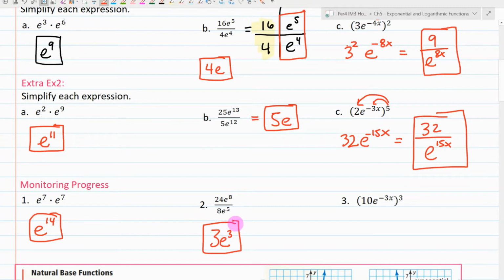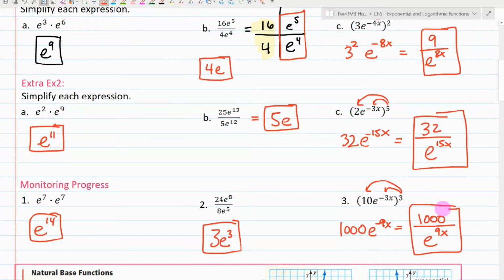You're subtracting exponents. 10 to the 3rd just means 1 with 3 zeros next to it. And then e to the negative 9x. So that will be 1,000 e over e to the 9x. All right. So that covers that part.